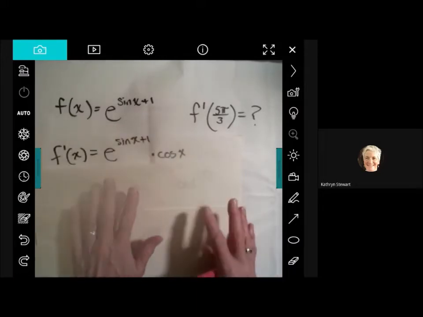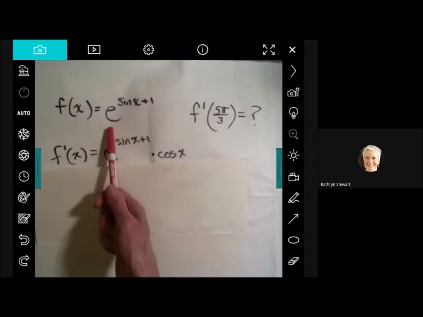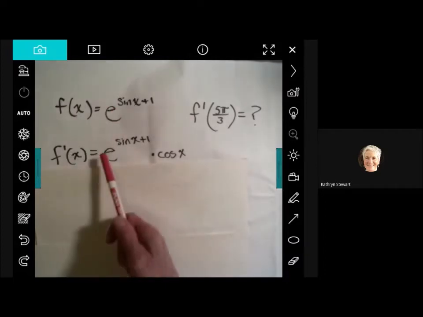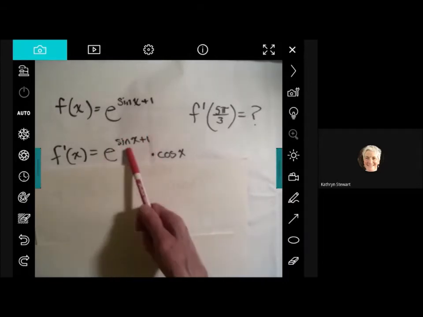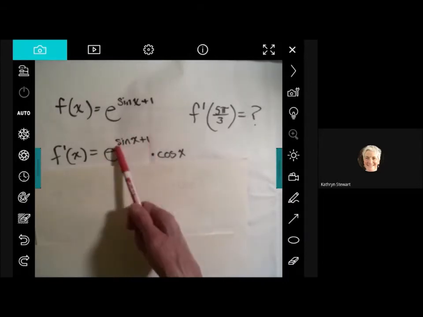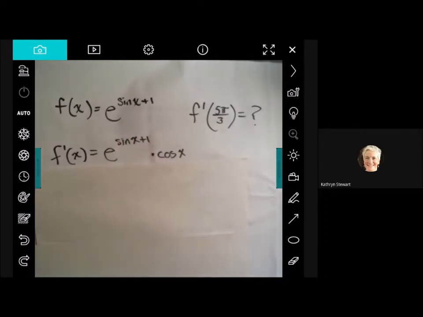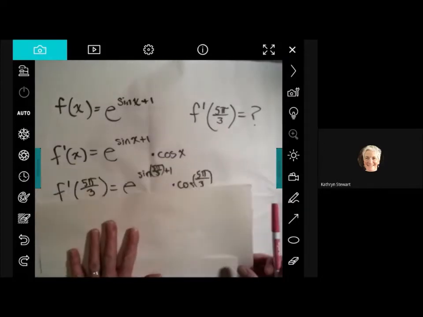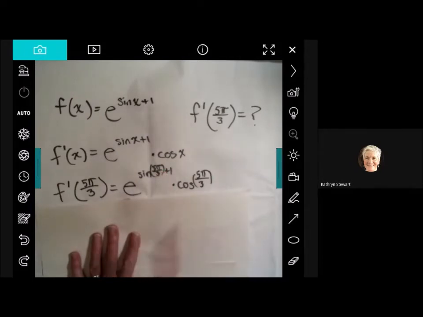go step by step. So of course, I'm taking the derivative of an exponential, so that's the derivative of the base, natural log of e, which is 1, times the exponential term as it is, and then the chain rule kicks in, times the derivative of the inside function. The derivative of sine of x plus 1 is the cosine of x. So now I'm going to substitute in 5 pi over 3 for x, boom, boom.